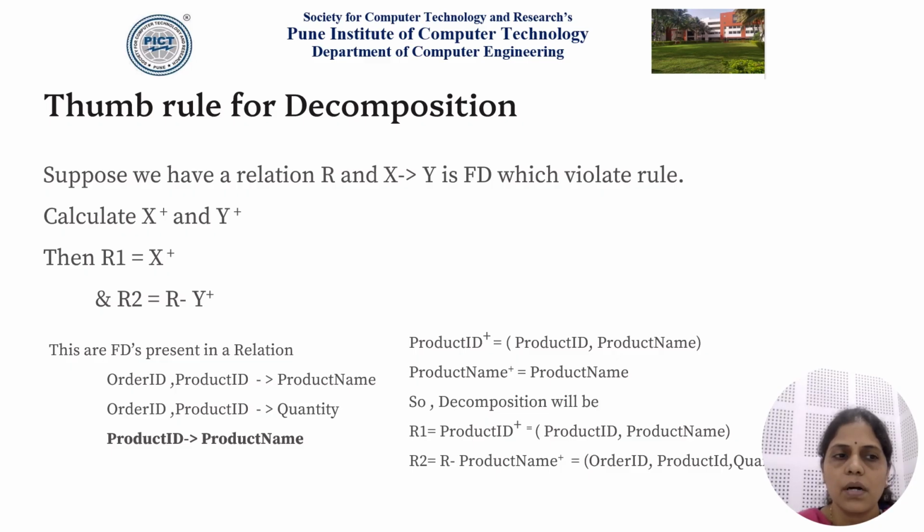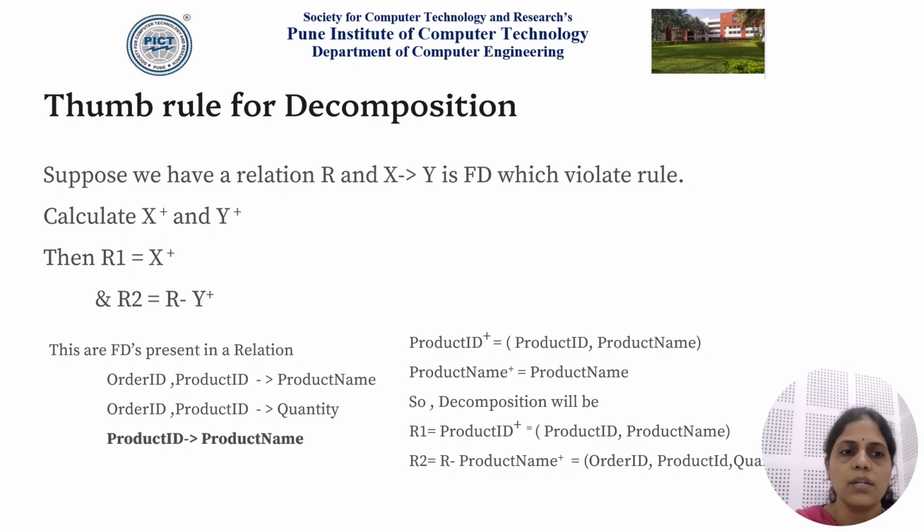Now I'll tell you about the thumb rule for the decomposition. So basically, what is decomposition? Decomposition is dividing a relation into a number of smaller relations which will be lossless. Lossless means that because I am dividing a table into smaller tables, I am not losing any information because of that decomposition. So when I join all those decomposed tables, I should get the original table. That is called a lossless join decomposition.